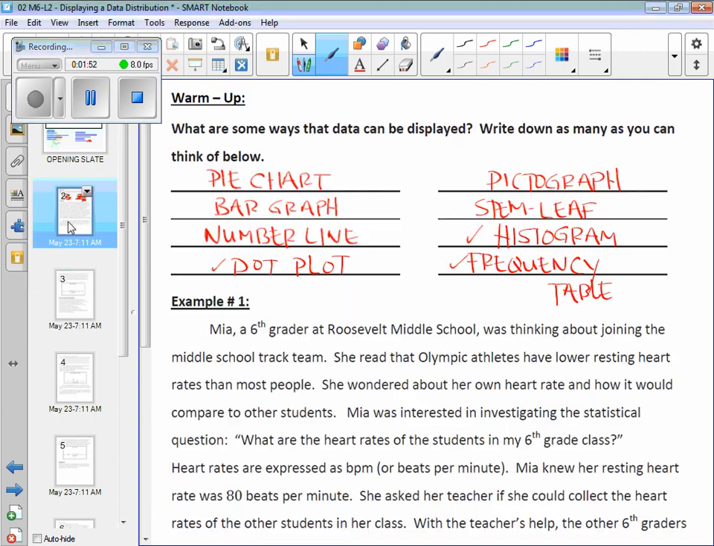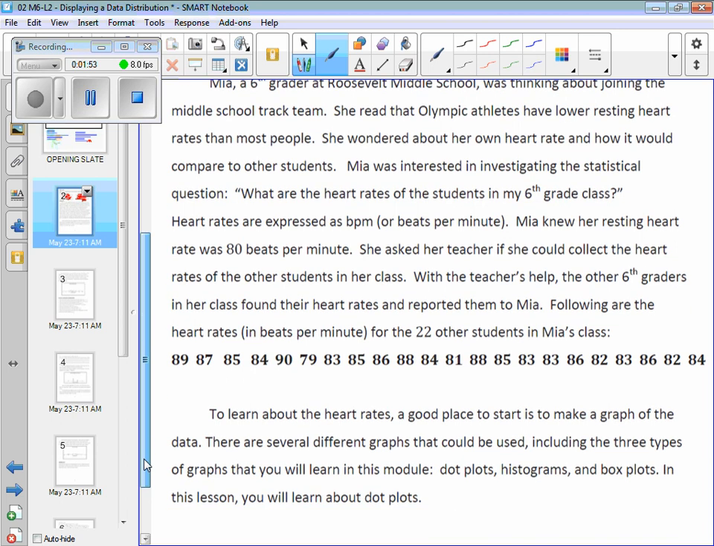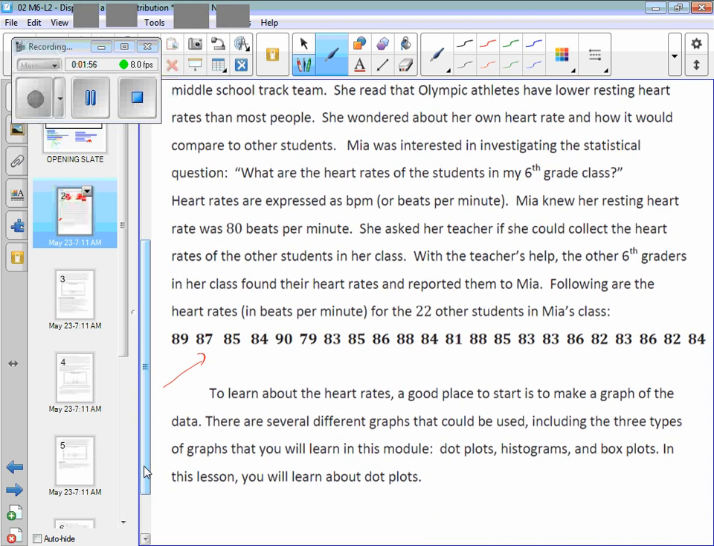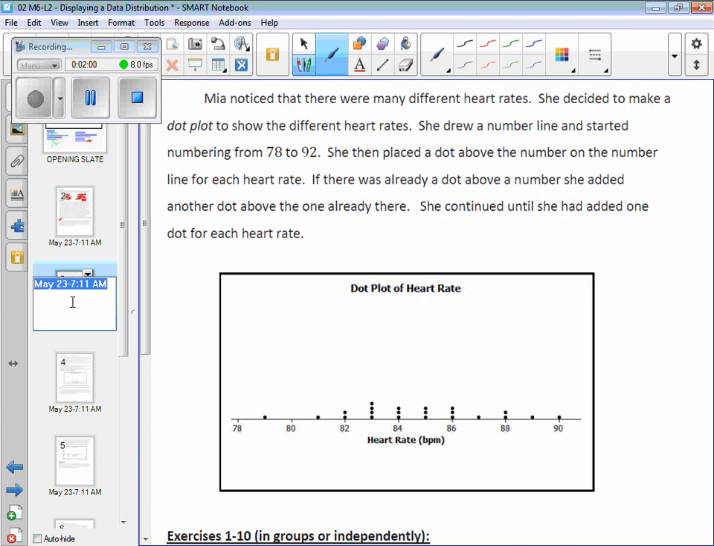See, when you look at this, you can't really make rhyme or reason when it's listed this way, randomly. But when you do it this way, you can get an idea of where most people's heart rates are. So Mia noticed that there were many different heart rates. She decided to make a dot plot to show the different heart rates. She drew a number line and started numbering from 78 to 92.